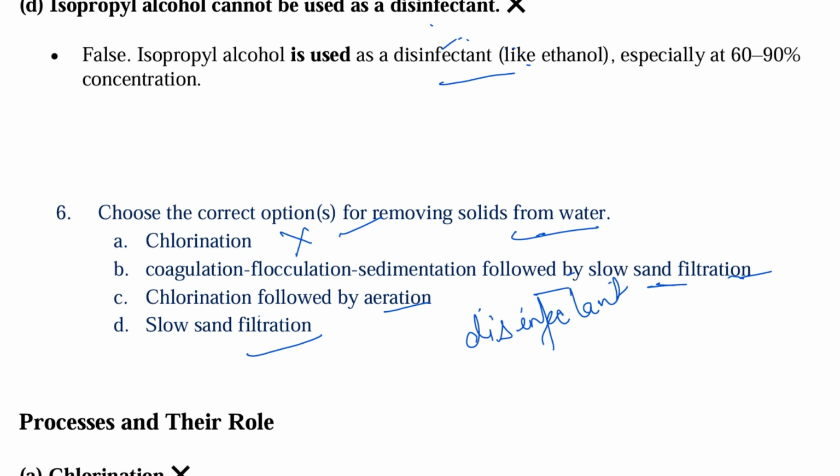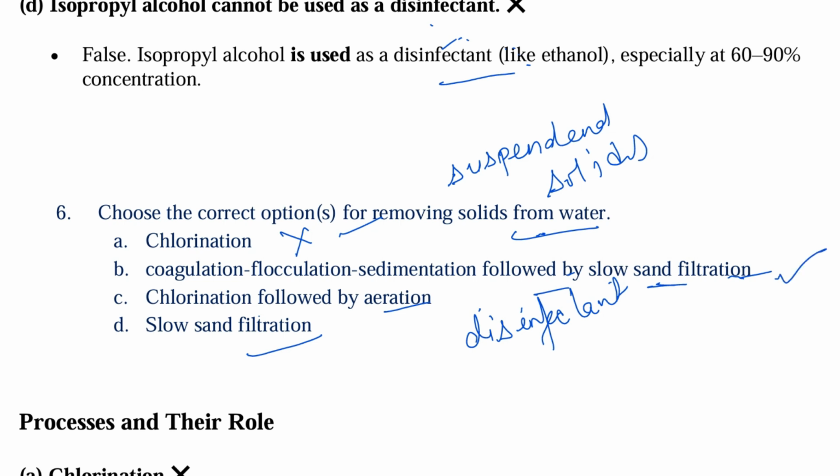this process helps to remove suspended solids, by causing particles to clump together into flocs, which can then be removed by sedimentation. And following this, when we use slow sand filtration, it further purifies the water by removing finer particles and the remaining solids. So we are using this method for removing solids from water. So this is the correct one.